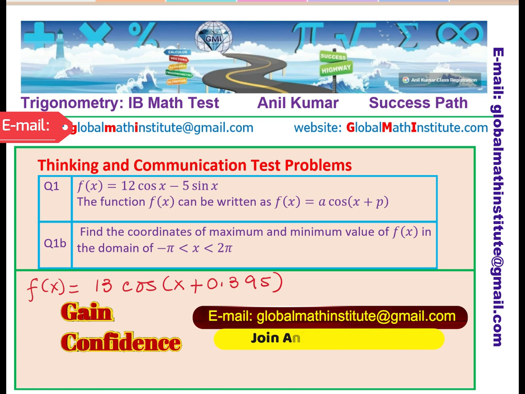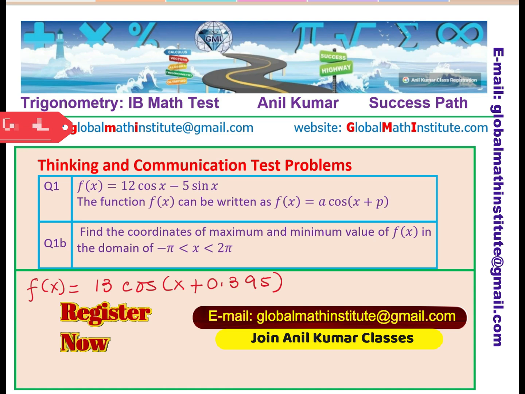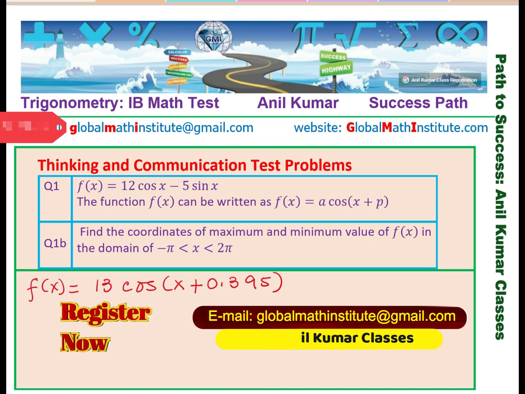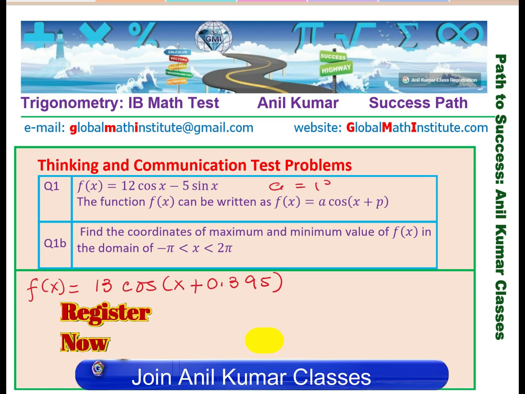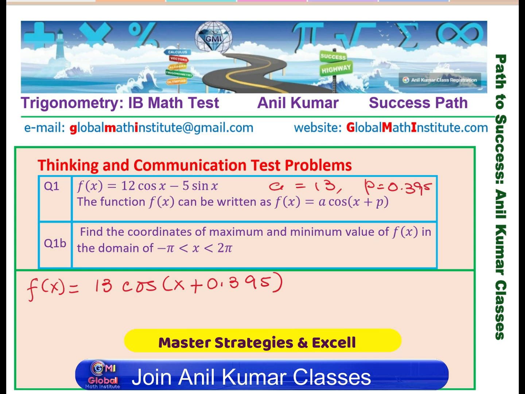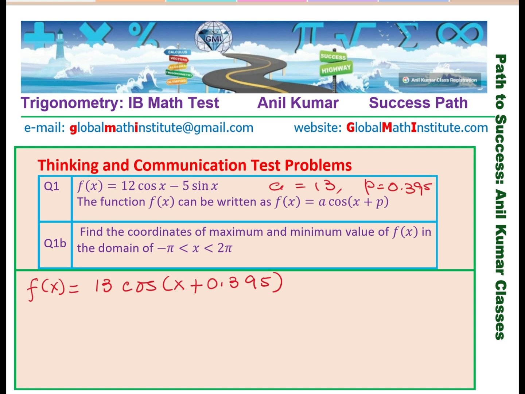So once you have this equation, you can answer part B, right? Which is find the coordinates of maximum and minimum during the period from minus pi to 2 pi. Very interesting question. So part A, we already got A is equal to 13 and P is equal to 0.395, right? Now to get the maximum and minimum, let's try to understand the equation which is at hand. So basically, it's a cosine graph. So let's say we graph it like this, right?